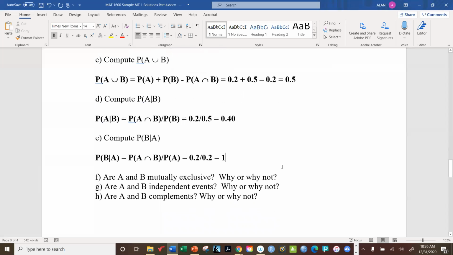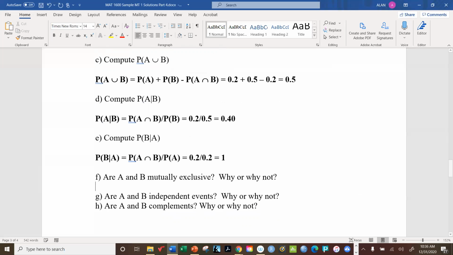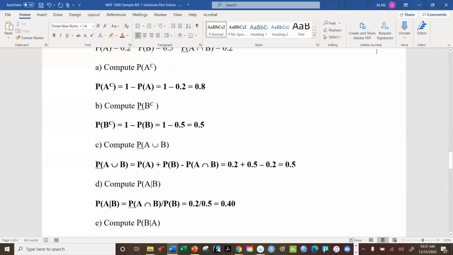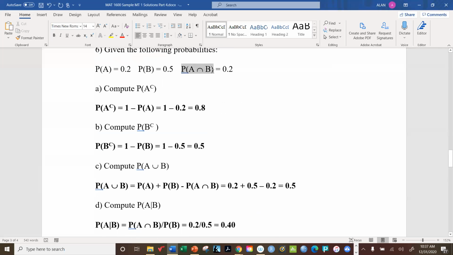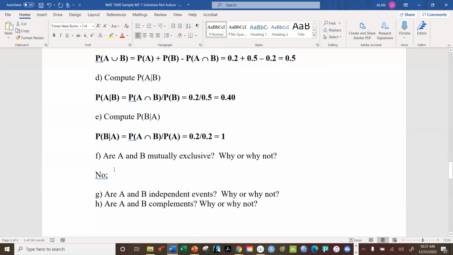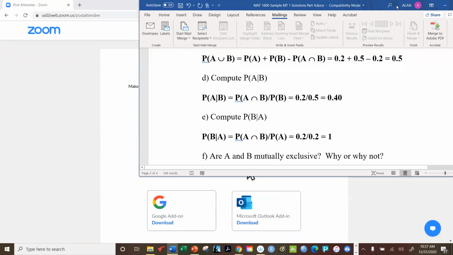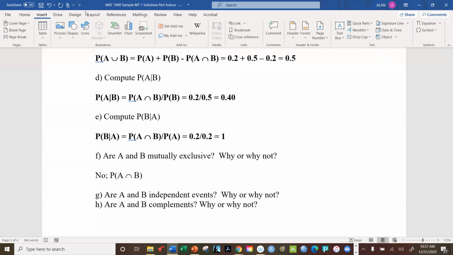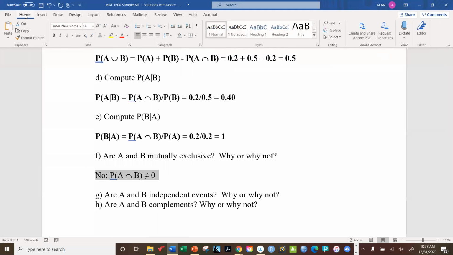Very interesting. Okay, now, are they mutually exclusive? Why or why not? Well, let's see. No, because you can see that the intersection, this probability is not 0. Oh, whoops. Okay. Let's see, where are we? Okay. We need that unequal sign. And that's all you need to know. They're not mutually exclusive because the probability of A and B is not 0.